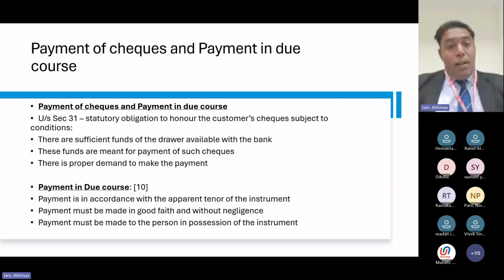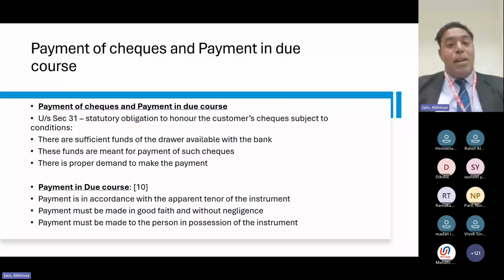Now, if we define payment in due course under section 10, it tells us it is in accordance with the apparent tenor of the instrument, like the check has not expired. As we told, 3 months is the validity period. Payment must be in good faith and without negligence. Like we all know that there must not be any cutting. Any other cutting except for the date is not acceptable.